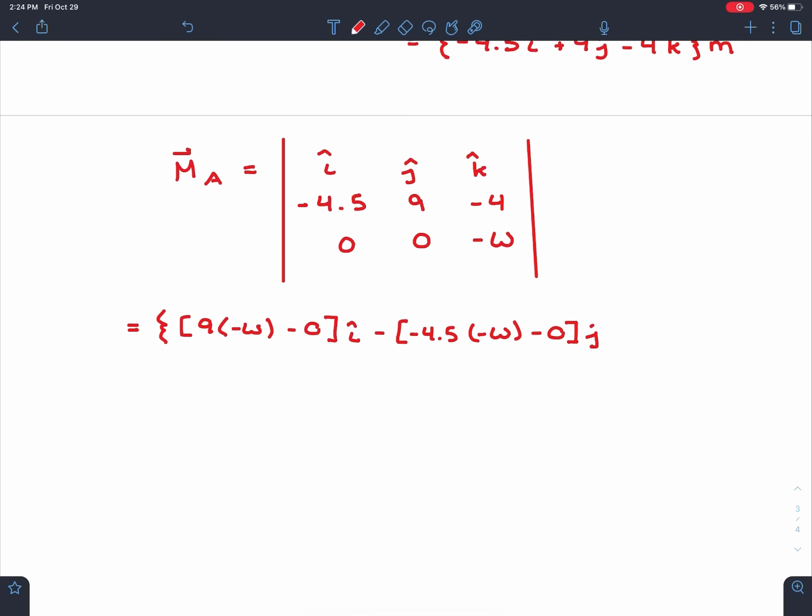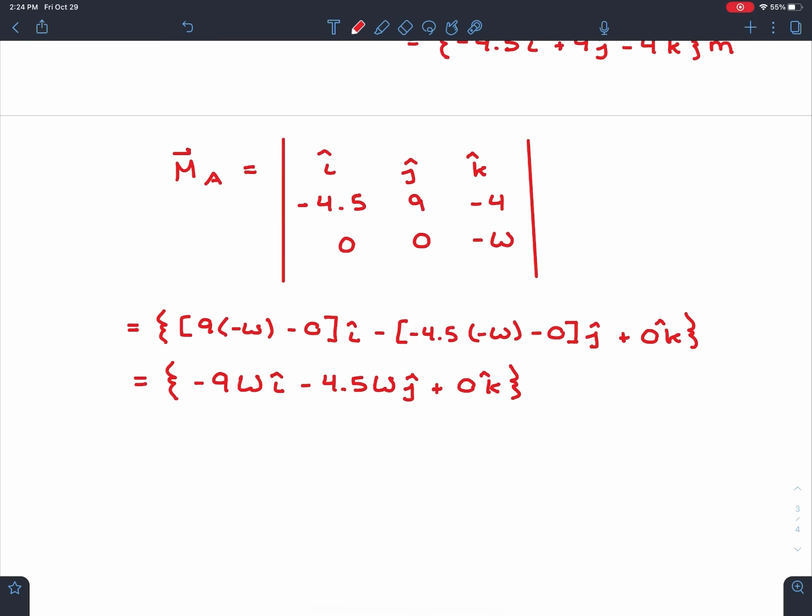That's in the J direction. And then finally we have 0 in the K direction. So this is going to be our moment. As we can see, I'm just going to write it out like this. So it's going to be negative 9W in the I direction. We got positive, then it's negative 4.5 W in the J direction, plus 0 in the K direction.